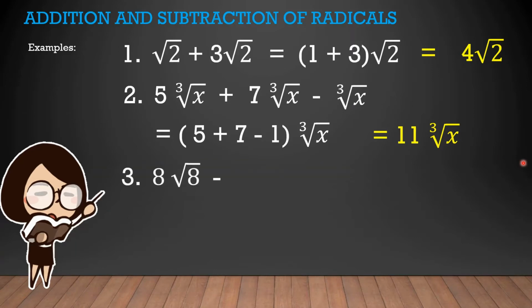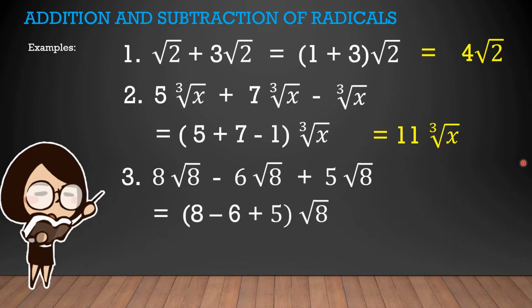Number 3. So we have 8 square root of 8, minus 6 square root of 8, plus 5 square root of 8. So we need to combine the numbers 8 minus 6 plus 5. So 8 minus 6 is 2, plus 5 is 7 square root of 8.